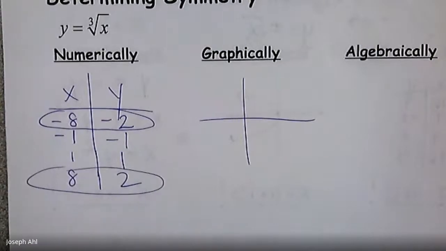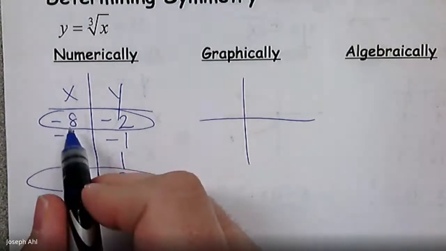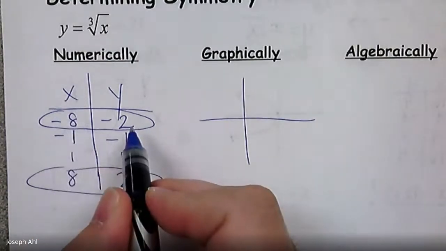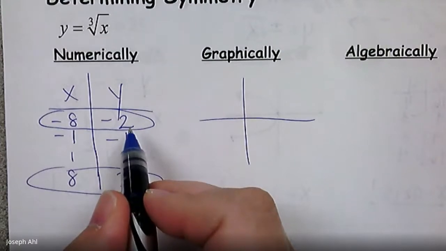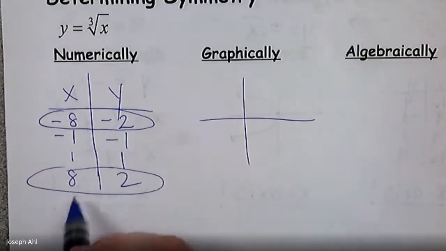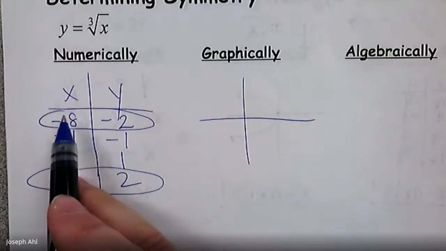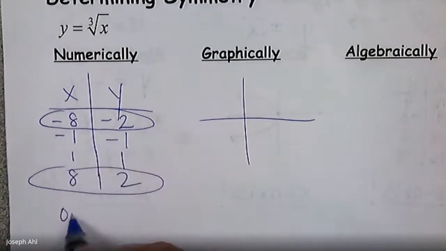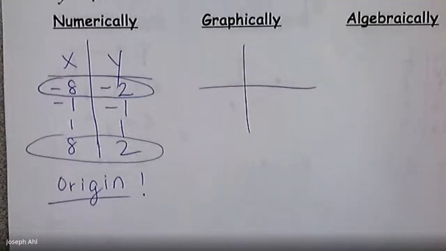How about -8, -2, and then +8, +2? When the value x, y corresponds with the same negative x, negative y value on the graph, what kind of symmetry does this exhibit in a numerical table? When x, y is the same thing as, and it also corresponds with negative x, negative y, that's our case for origin symmetry.